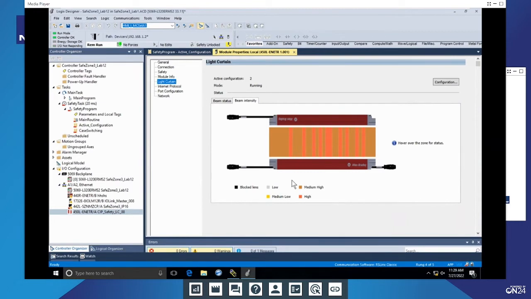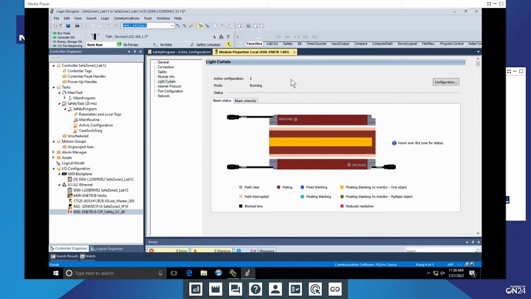Yep. So now we've looked at beam intensity, which is one of the key things that we spoke about, and that's what I spoke about in the beginning as well. The next thing we're going to look at is the beam status. Now, some of you might be questioning the difference between beam status and beam intensity. The CIP Safety over Ethernet light curtains, when combined with its add-on profile, has the ability to have 4 independent configurations, which means we can have the light curtain doing separate functions.